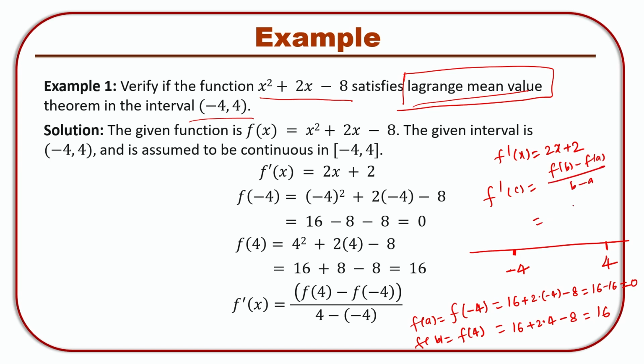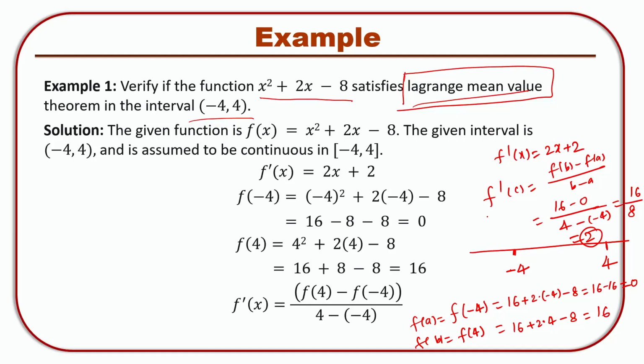f(b) minus f(a) divided by b minus a. So f(b) is 16 minus 0, divided by 4 minus minus 4, which is 16 divided by 8, equal to 2. So we are looking at a point c between a and b such that the slope at that point, f'(c), becomes 2. That's what our idea is here, right?